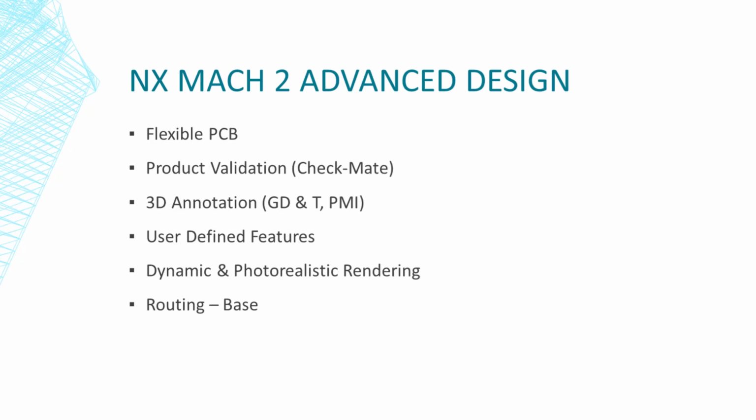There's user-defined features, so those are features you can save within a library and reuse in multiple different parts, if you have repetitive part features you like to add multiple times. There's dynamic and photorealistic rendering, which is great for product pages, help manuals, websites, to make really nice renders that look photorealistic. Also routing, so mechanical routing, so it's plumbing parts, other stuff like that. That's all part of the Mach 2 Advanced Design package. So some really powerful tools to move up the rungs.